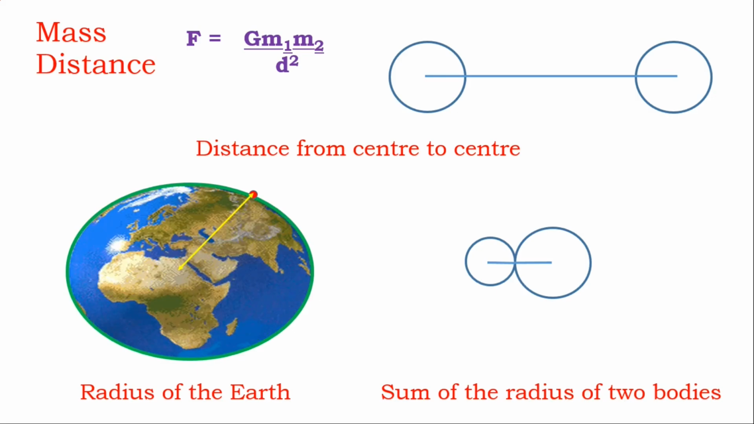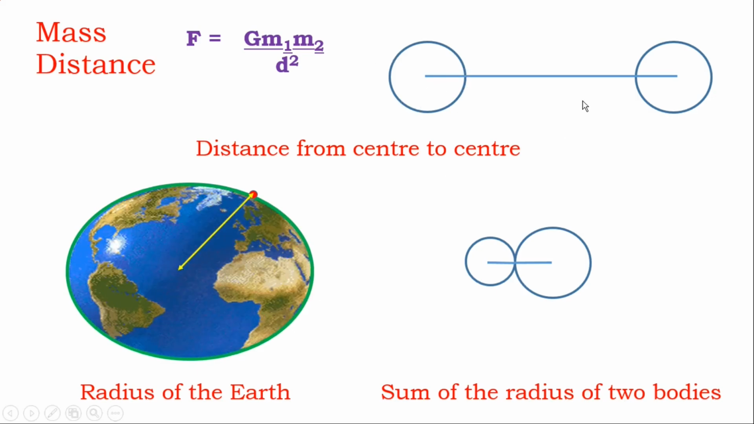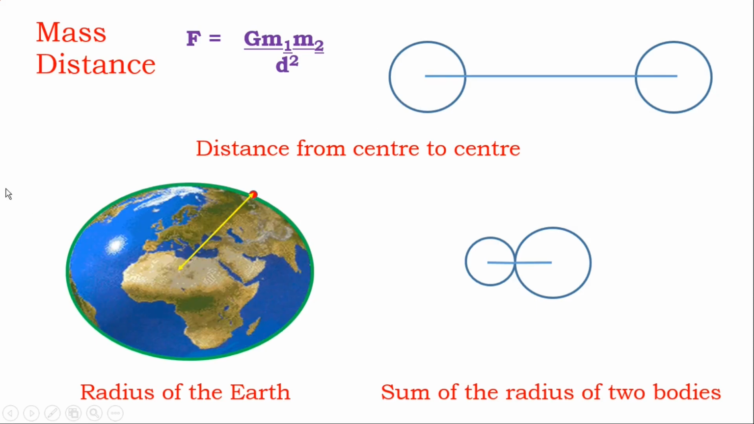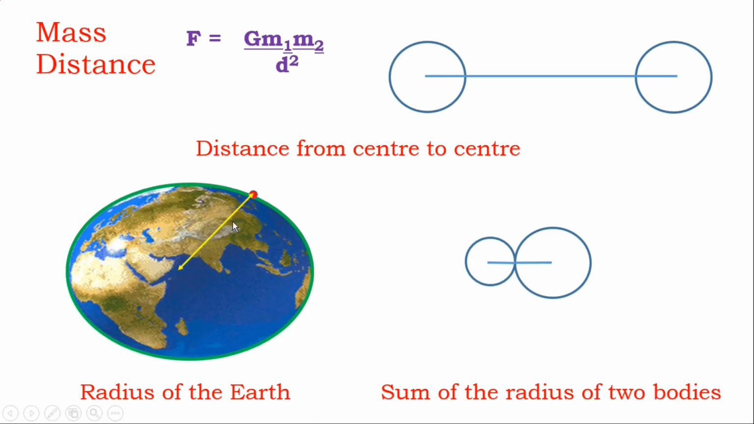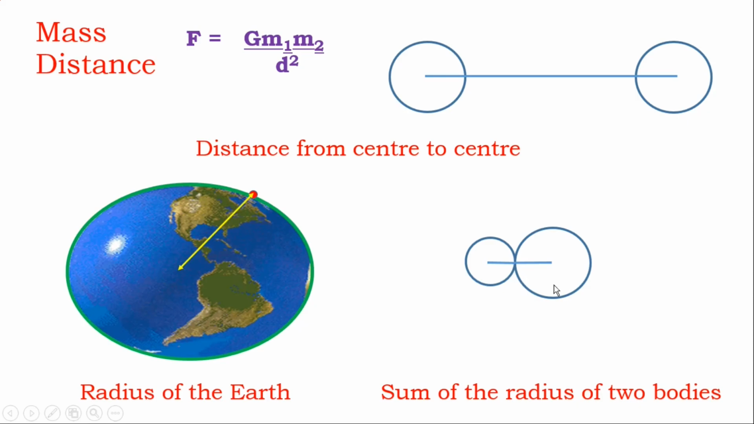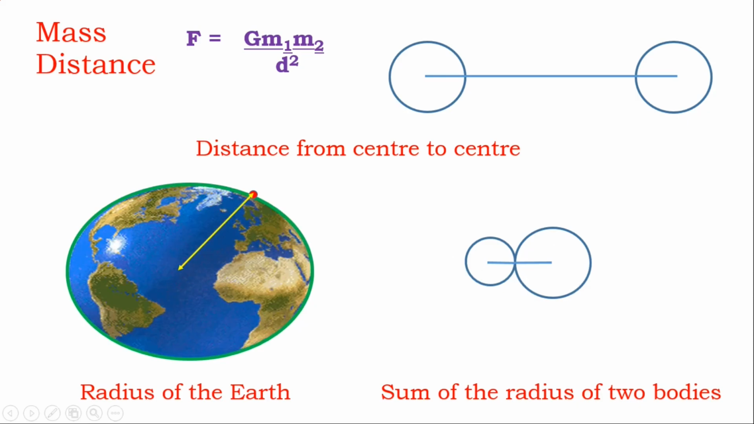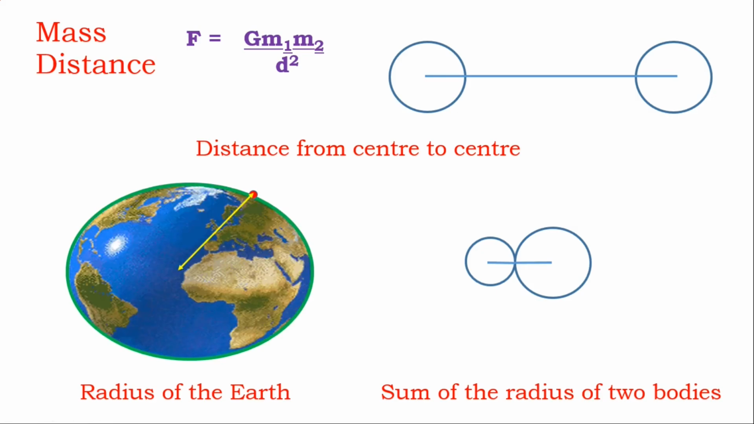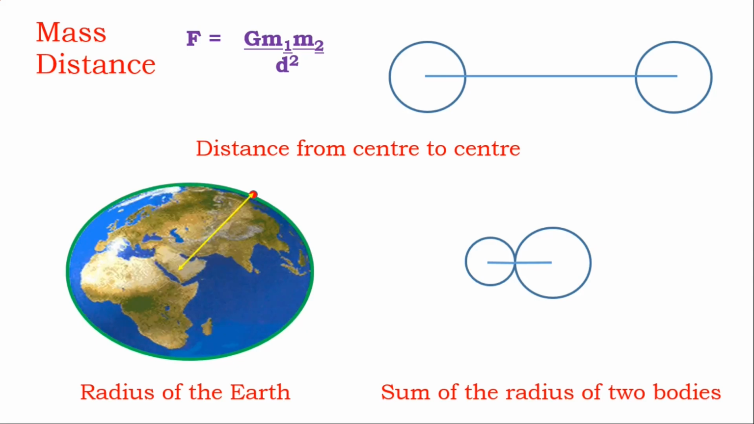That's why I'm going to focus on this. If the bodies are distinctly separated, there is no confusion: take the center to center distance. But if there is a huge body like the earth and a body lying on its surface, then the radius of the earth should be taken as the distance between them. And if two bodies are touching each other, then the radius of the first plus the radius of the second should be taken as the distance between them. Today I am going to present a numerical problem related to this third case.